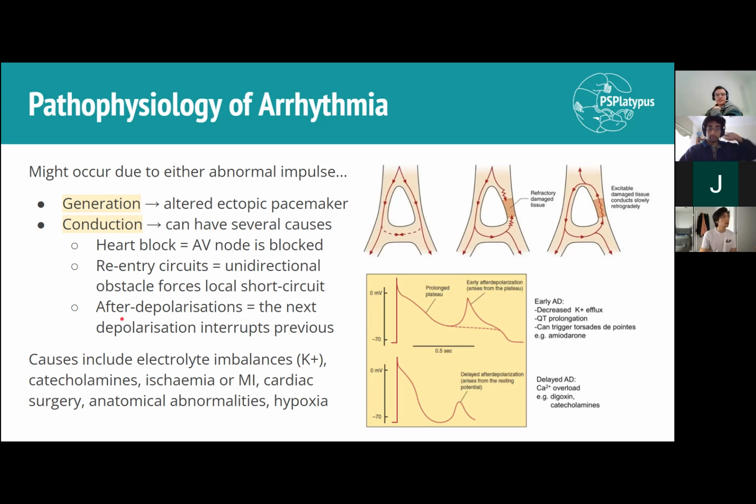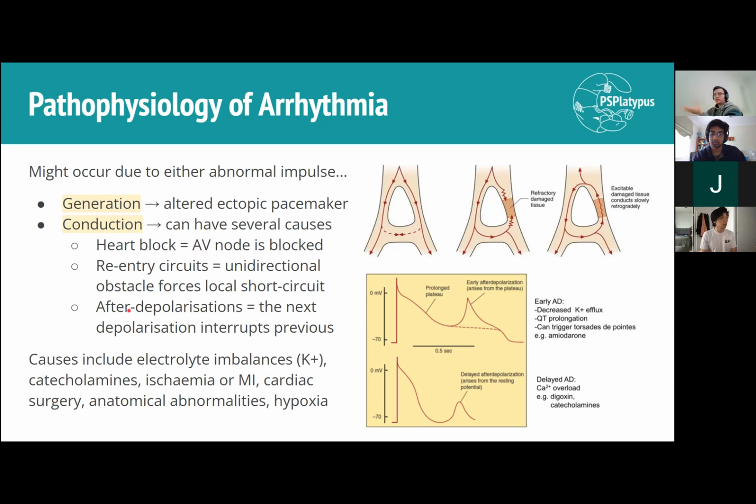Afterdepolarizations occur when, and there's two types, there's delayed versions and there's early ones, but you don't need to know the difference. The main thing is that you have a depolarization that's happening later on, which is interrupting the previous depolarization that has already happened, which can then build up as a domino effect and lead to more problems in the future. What can lead to arrhythmias?